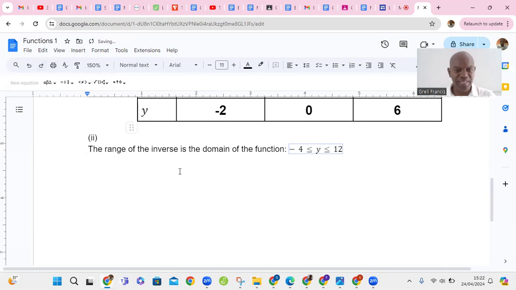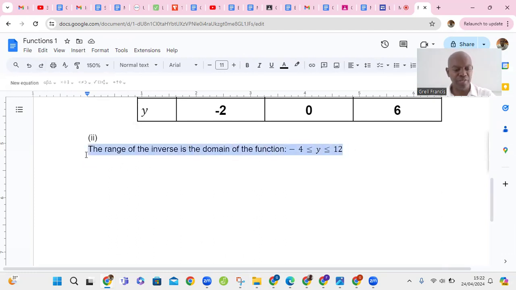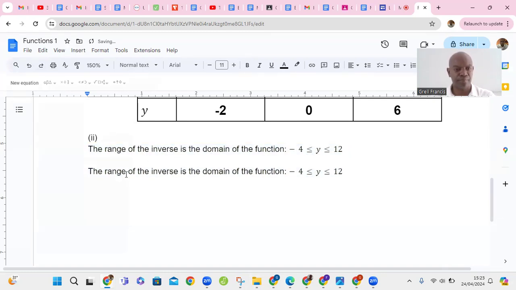Now the domain of the inverse now is the range of the function. The domain of the inverse is the range of the function. We've got to find the range of the function. And we have to use letter x. What is the range of the function?